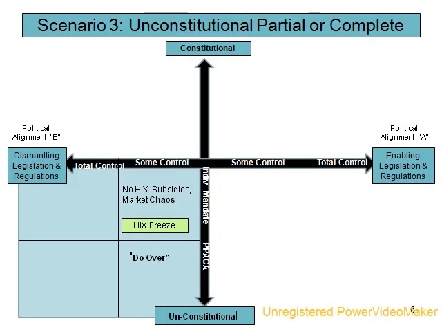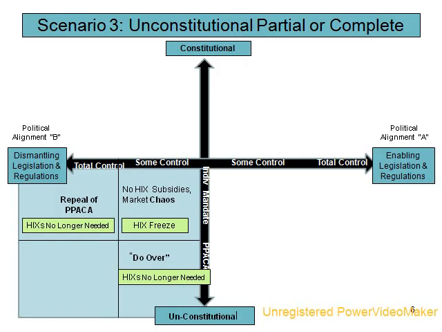If the entire PPACA bill is ruled unconstitutional, we'll then have a split in the political alignment. There's some control on political alignment B, but not enough to have total control. So there's a possibility we could get a do-over, but still the health insurance exchanges would no longer be needed. If the individual mandate is unconstitutional and there is total control by political alignment B, they would be looking at a repeal of the legislation, so again the exchanges would no longer be needed. If the entire PPACA is unconstitutional, again it's obvious then that with political alignment B in total control, any state-based exchange really would no longer be needed.